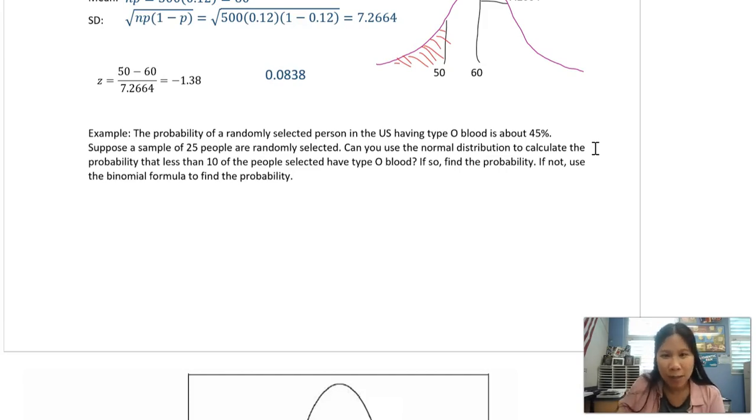So here, this is how we do it. If you can't use the normal curve, then you have to go back to using either binom PDF or binom CDF in order to calculate your probabilities. But if we can use the normal curve, then we can do so.